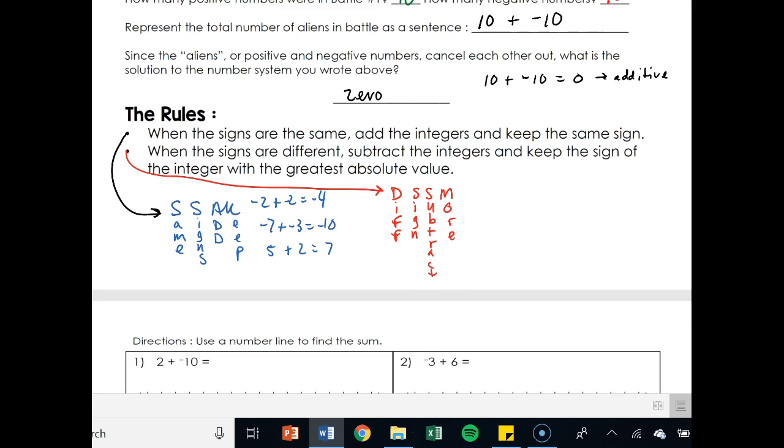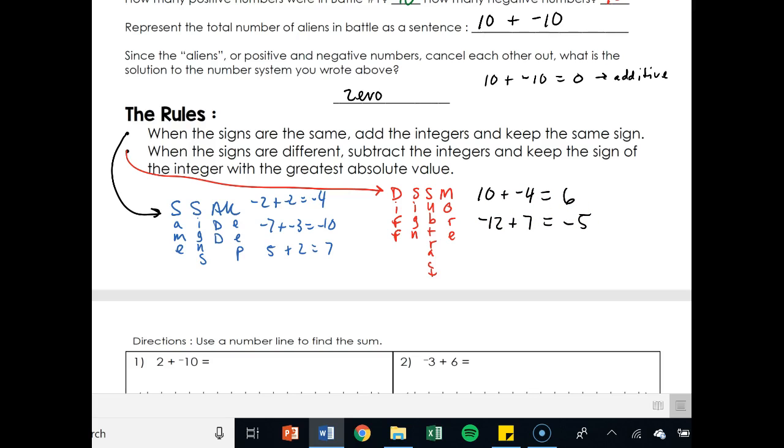So for instance, if I had 10 plus negative 4, I'm actually going to subtract these. 10 minus 4, which is 6. I have more positives, so my answer is 6. But if I had negative 12 plus 7. Again, subtract them, but I have more negatives this time, so 12 minus 7 is 5, but since I have more negatives, it's negative 5. Notice it works both ways, too.